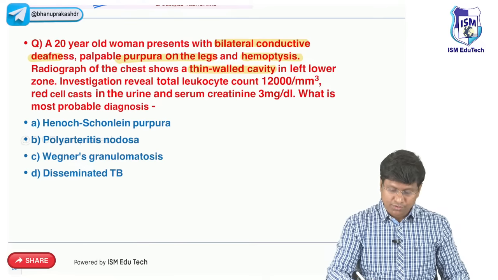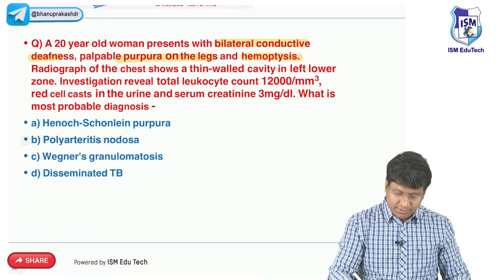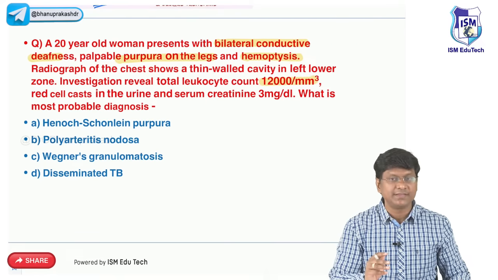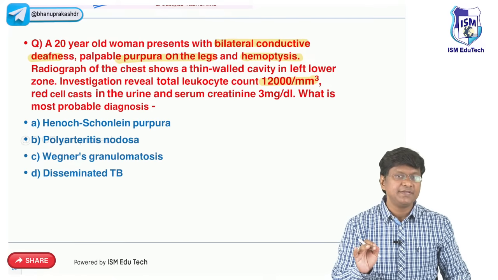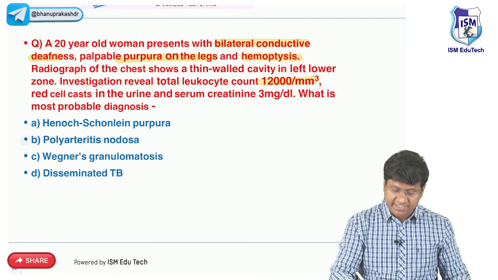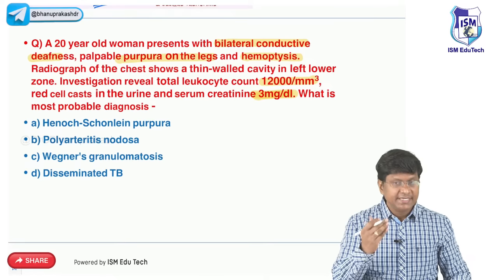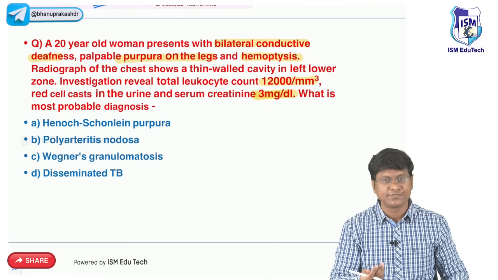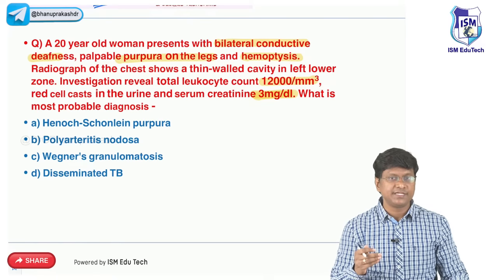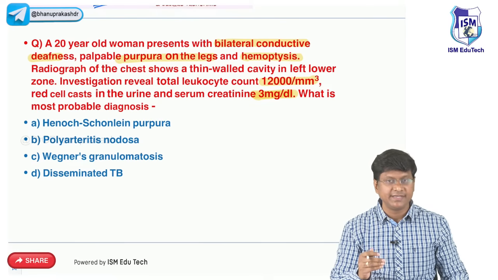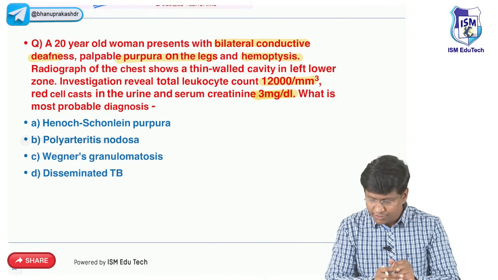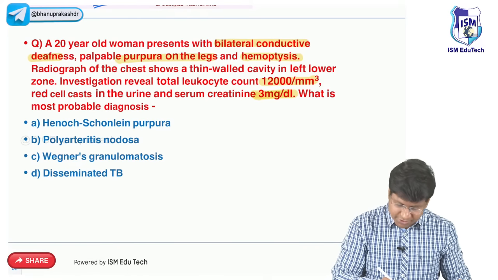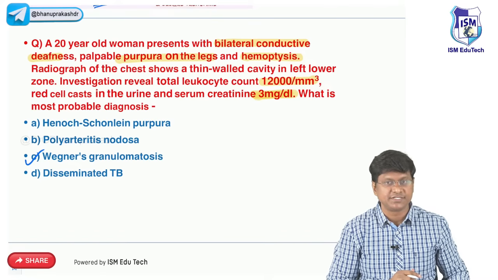Investigation revealed a total leukocyte count of 12,000 per cubic millimeter, RBC casts are present in the urine, and serum creatinine is 3 milligrams. That means there is elevation of your serum creatinine as well. So what do you think is the most likely diagnosis in this patient? HSP, polyarteritis nodosa, Wegener's granulomatosis, or disseminated tuberculosis? What do you think is the correct answer? Right, very good, Himanshu. This will be Wegener's granulomatosis.